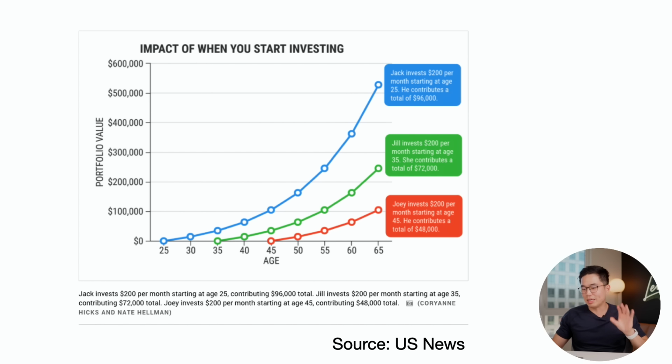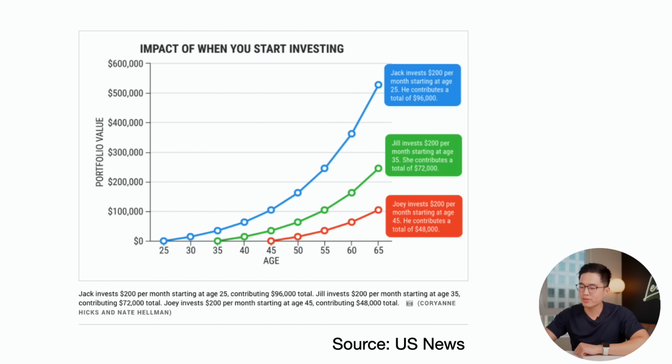So let's take a look at the impact of when you start investing. I found this from US News and I thought it was extremely eye-opening. So let's say you have someone, Jack, invests $200 per month starting at age 25. So he contributes a total of $96,000. Then you have Jill, who invests $200 per month starting at age 35. So 10 years after Jack, right? She contributes a total of $72,000.